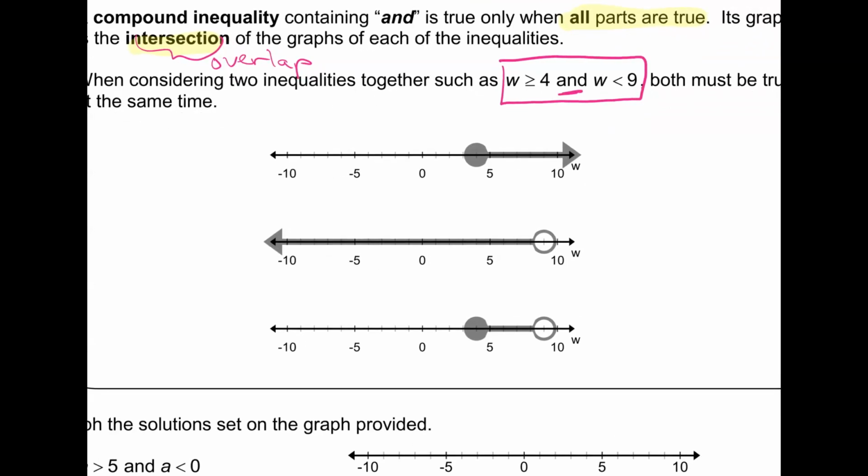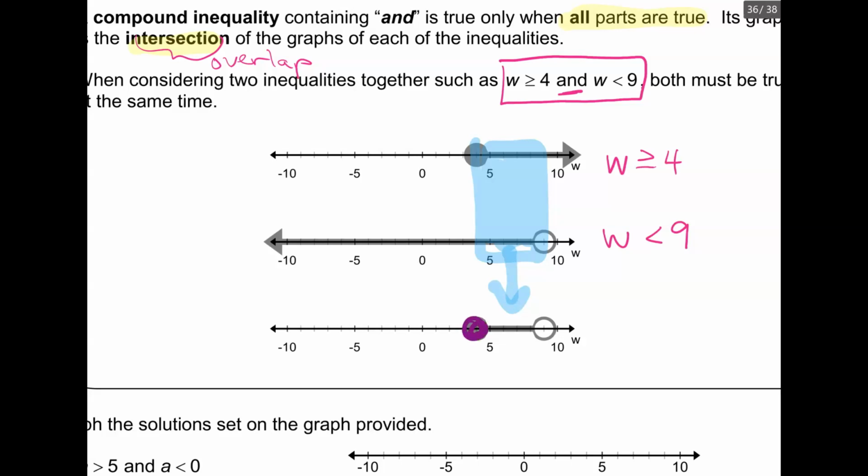So this first one is what w is greater than or equal to 4 looks like. The second one is where w is less than 9. Notice we have an open circle because it's not an "or equal to." They both have to be true at the same time, so we're looking for the overlap. Literally, this is the portion where they overlap, and that's what's highlighted below. Just the overlap portion.